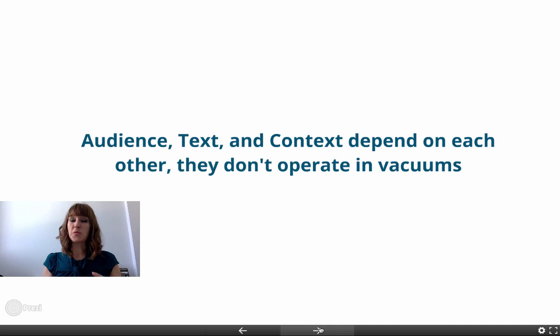What you need to keep in mind before we go through them individually is that none of them exists in a vacuum. Audience influences text, and text influences audience. Audience influences context, and context influences audience. Text influences context, context influences text. You get my drift. None of them can be separated, although we can think of them separately to help us put together our communication. But all of them influence each other. One of them is not more meaningful than the other.